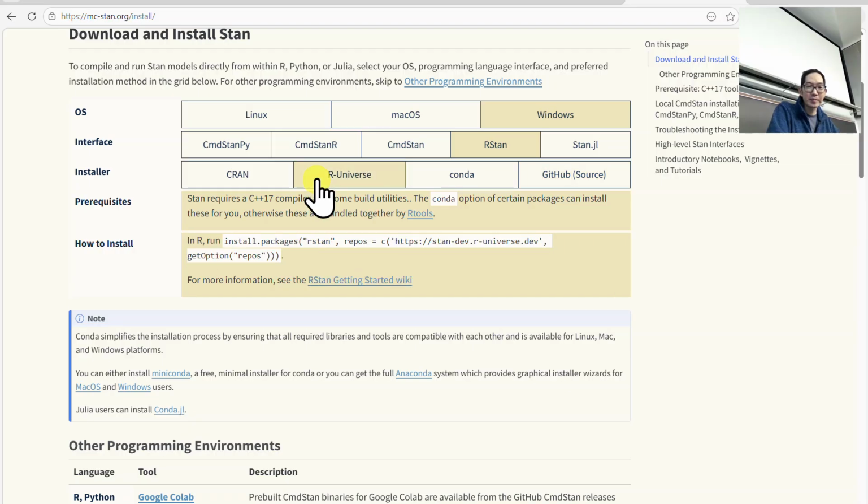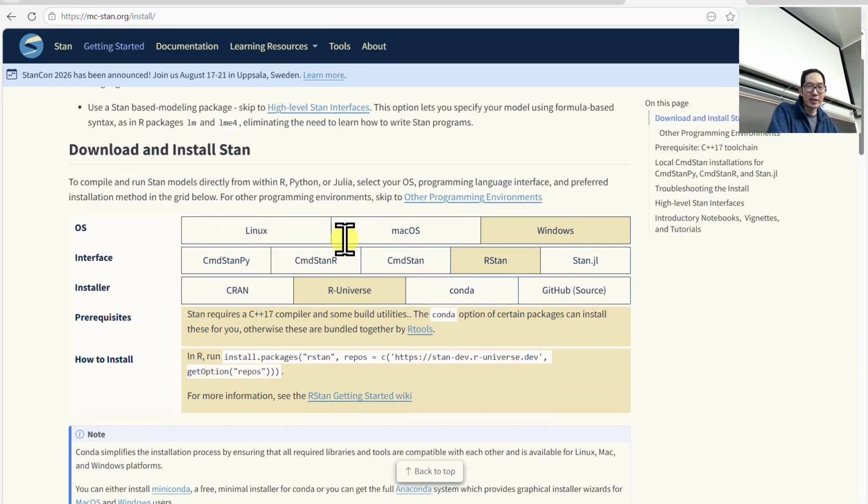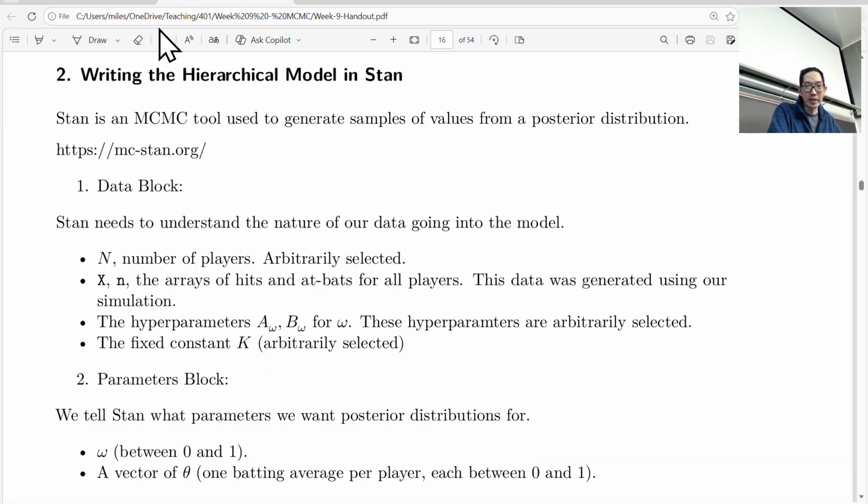And so here's information on how to get it installed. There's lots of documentation and help there. But anyway, that's one of the tools that we can use.